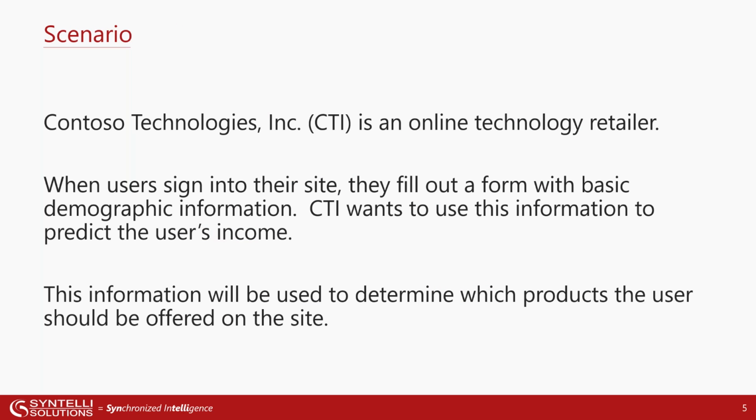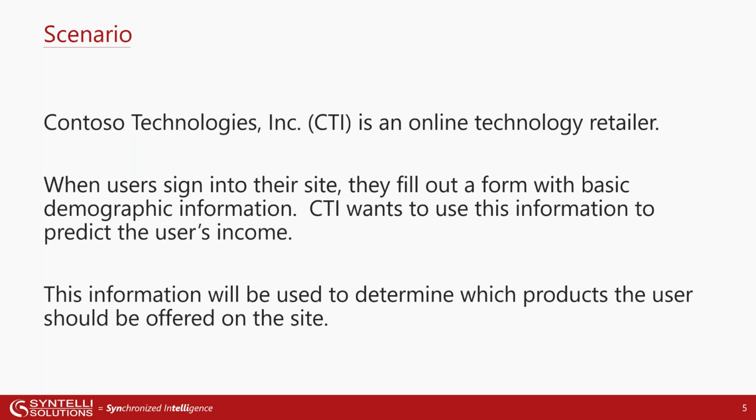With that, I'm going to give you 60 seconds or so to read this scenario. This is what we're going to be doing today. So this says that Contoso Technologies Incorporated, CTI, is an online technology retailer. When the users sign into their site, they fill out a form with basic demographic information. CTI wants to use this information to predict the user's income. This information will be used to determine which products the users should be offered on the site.